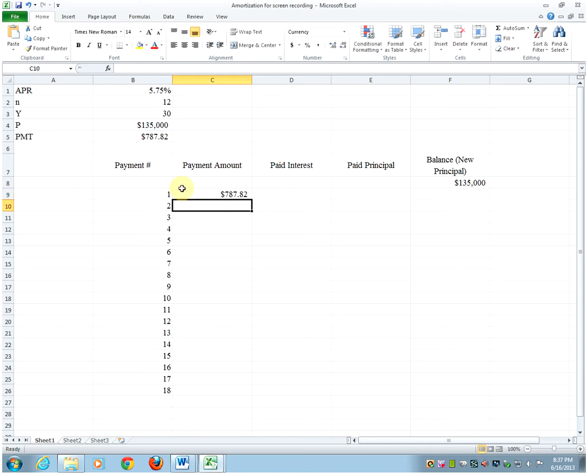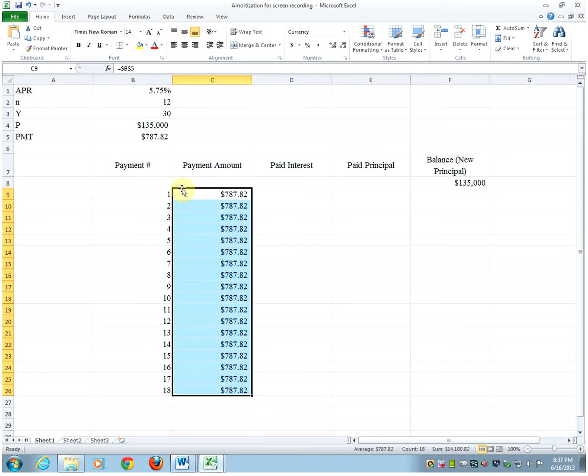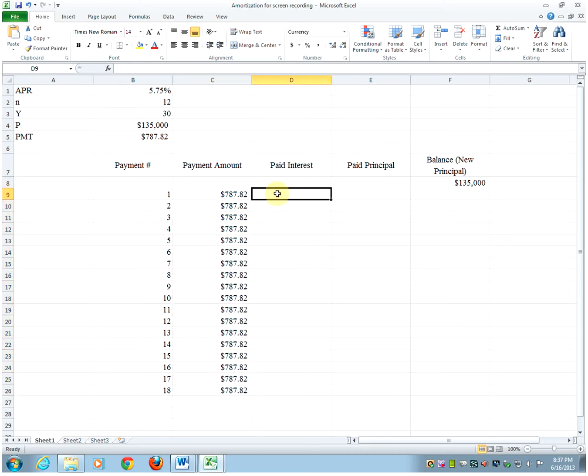So I'm going to press enter, and then like I just said, I'm going to highlight my cells and then hit Control D, and there we go. There's my payment amount. That's going to stay the same every single time.